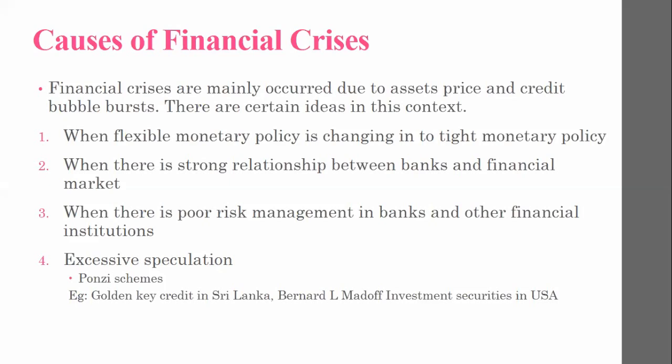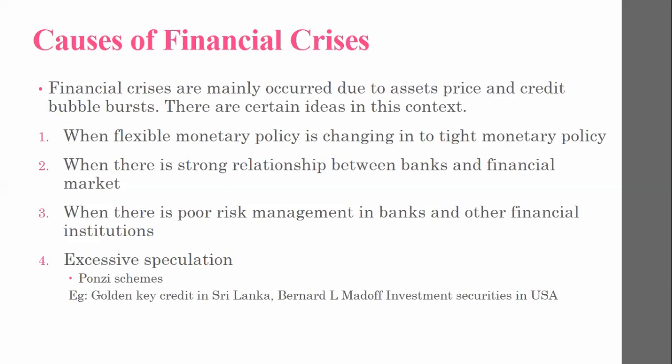Now, the second reason: when there is a strong relationship between banks and the financial market, again, the same reason for a crisis. When information is circulated rapidly among the parties, the banks, in the financial market, and when there is a strong relationship between bank and bank, then what happens? When one bank fails, other banks also start to fail. Crisis. And when there is poor risk management in banks and other financial institutions and excessive speculation, what is a Ponzi scheme?